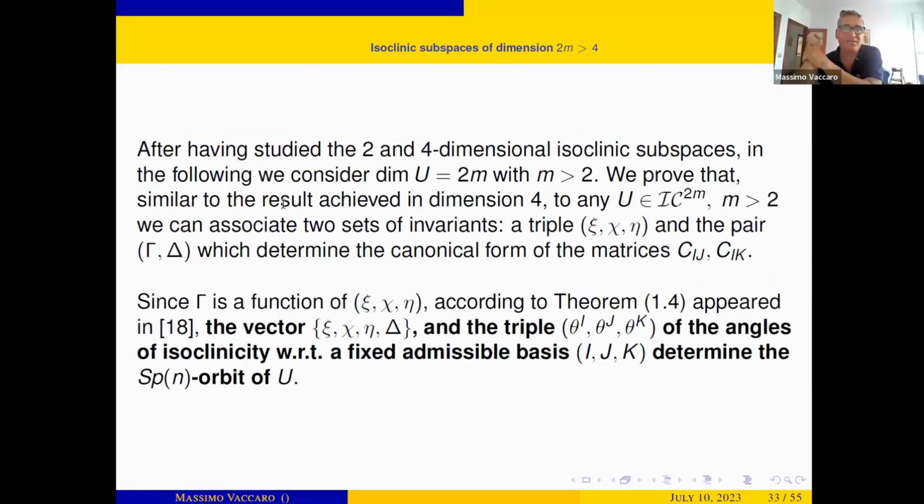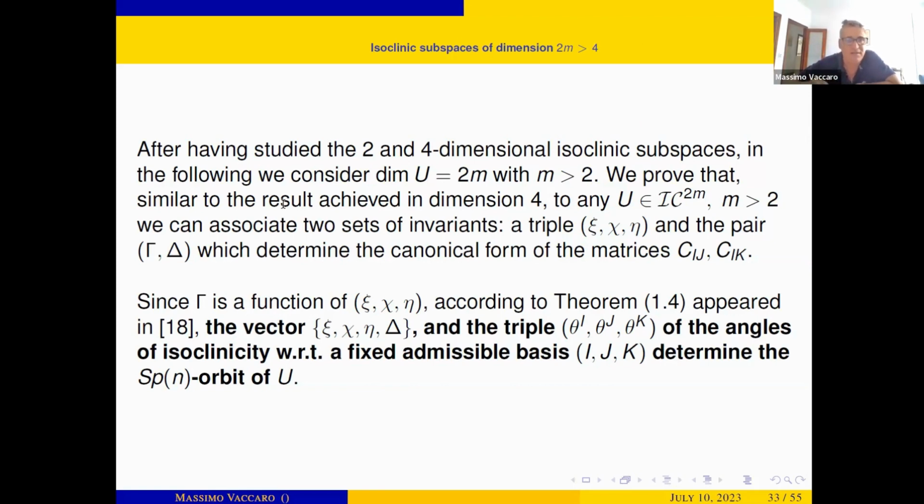So after having studied the 2- and 4-dimensional isoclinic subspaces, in the following we consider dimension more than 4. We prove that, similar to the result achieved in dimension 4, to any subspace of dimension more than 4, but even, we can associate 2 sets of invariants: again a triple xi, chi, and eta, and the pair gamma and delta, which determine the canonical form of the matrices.